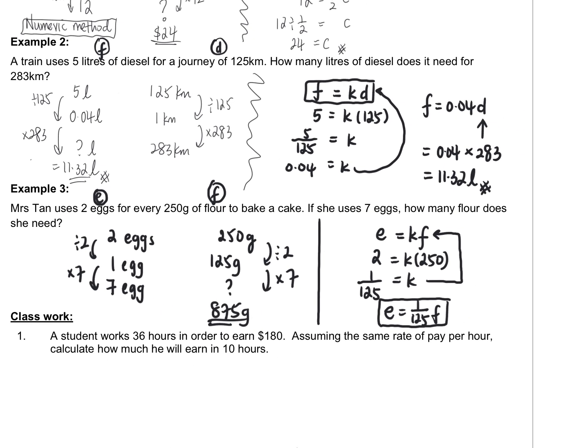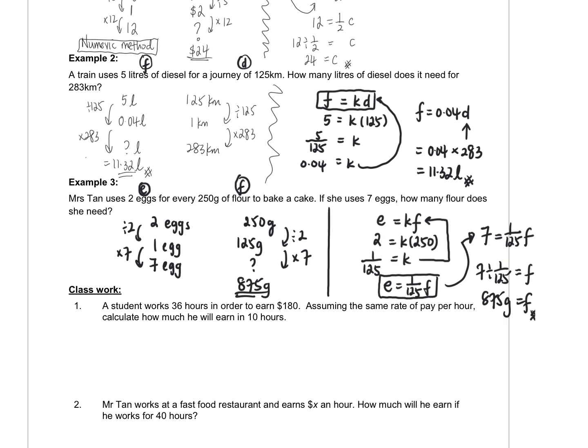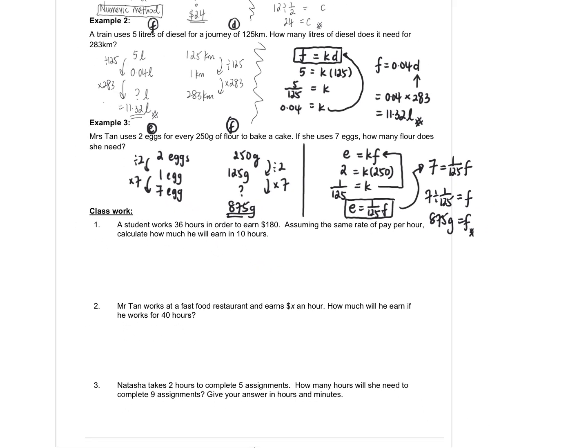So how to find the answer? You will sub in 7x. So 7x is 125f. So f will be 7 divided by this. So 875. Okay?